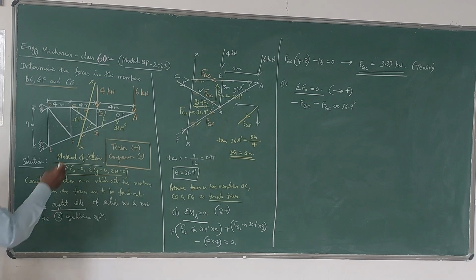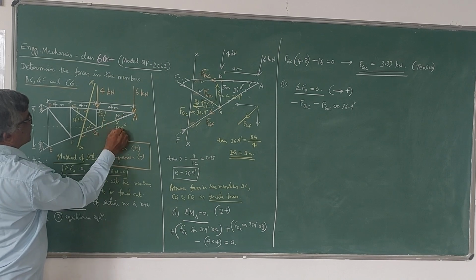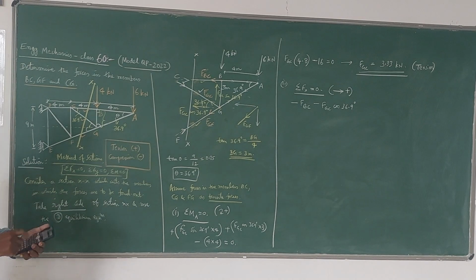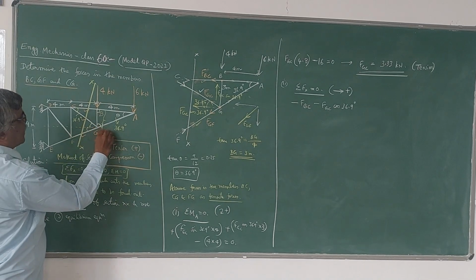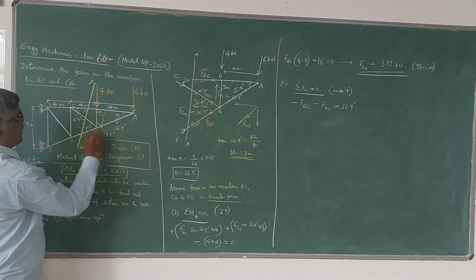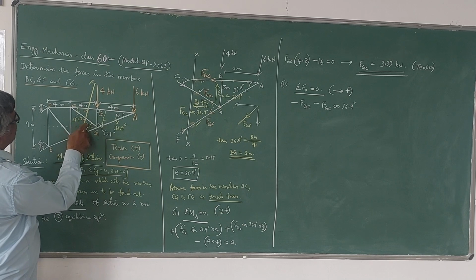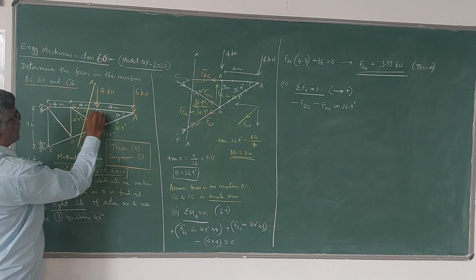Otherwise you can do like this. This is 90. This is 36.9. And this is 36.9. This will be 90 minus 36.9. So 90 minus 36.9, which is 53.1. This angle is 53.1 degree. Then you know that this is 36.9. This is 36.9. This is also 53.1 degree in this triangle.